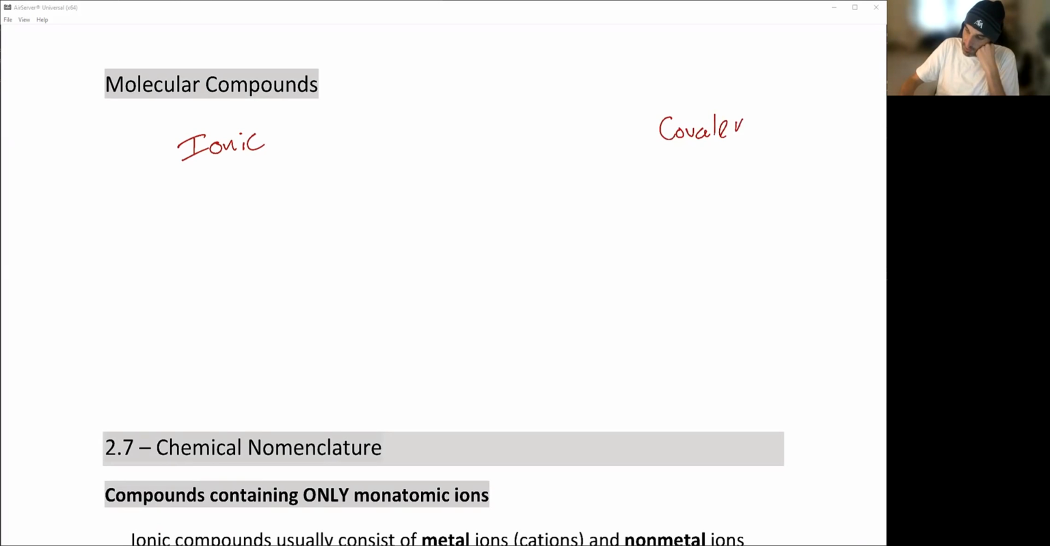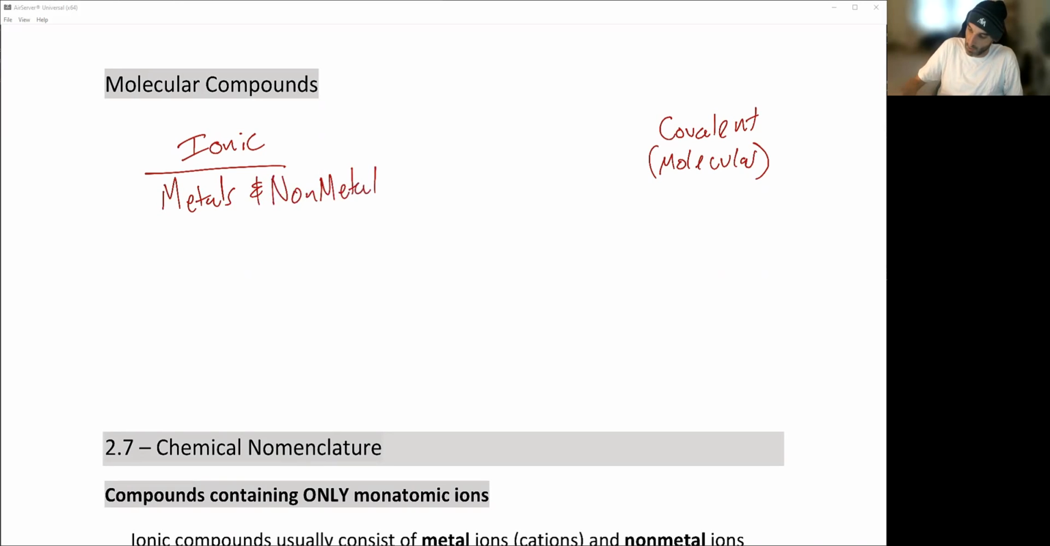And covalent are molecular. They're held together by covalent bonds. So these are molecular compounds. And it's really simple. Ionic compounds contain metals, or a metal and a nonmetal. And then covalent compounds are all nonmetal. Again, the metals are on the left-hand side of the staircase, and the nonmetals are in the upper right of the staircase, or the upper right of the periodic table.